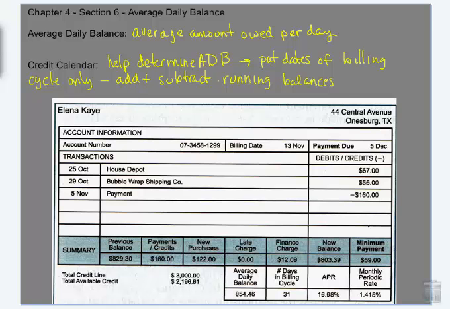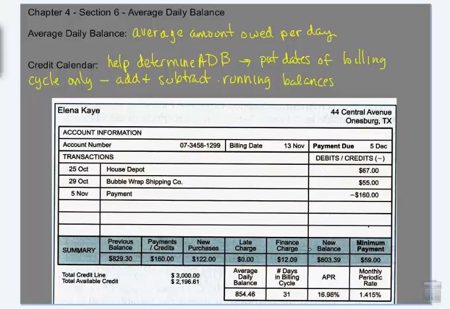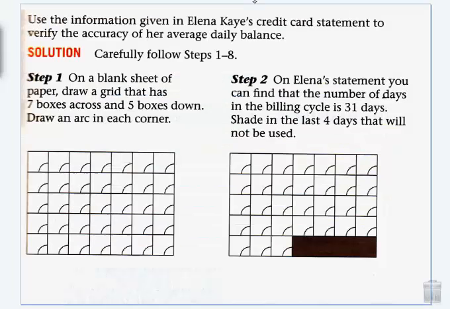Okay, so we're going to walk through it. If you have your statement, we look at this first, and she has a 31-day billing cycle. Our credit calendars have 35 days, 5 rows of 7 days. So we cross out 4 of them because we don't need them.